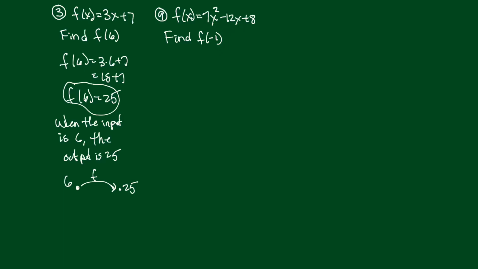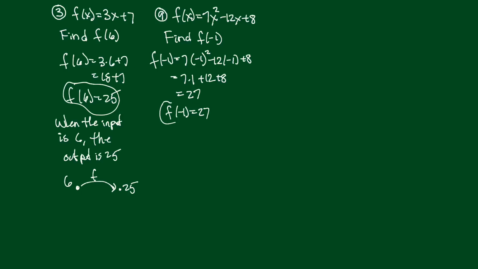That is going to look like this. F of negative 1 will be 7, and then instead of x, I'll replace with negative 1, minus 12 times negative 1, plus 8. So I get 7 times, now negative 1 squared is 1. Negative 12 times negative 1 is positive 12, plus 8. This looks like 12 and 8 is 20, and 7 more. Looks like 27. All right, so f of negative 1, I'm going to claim is 27.